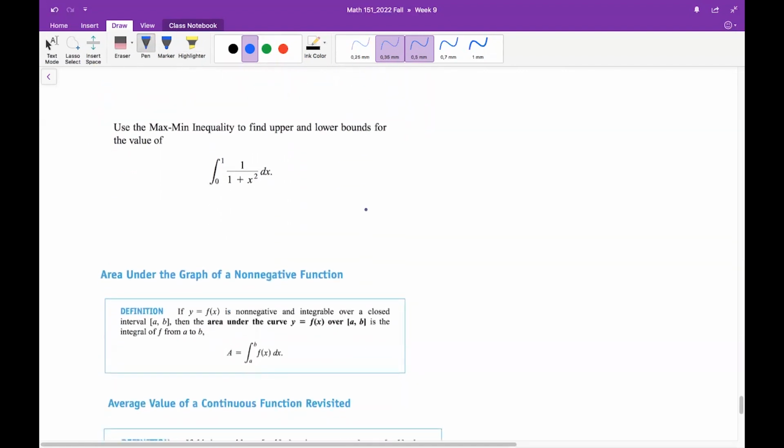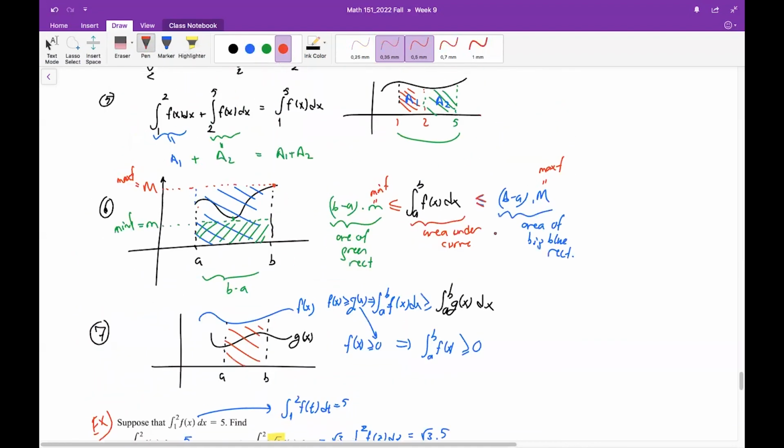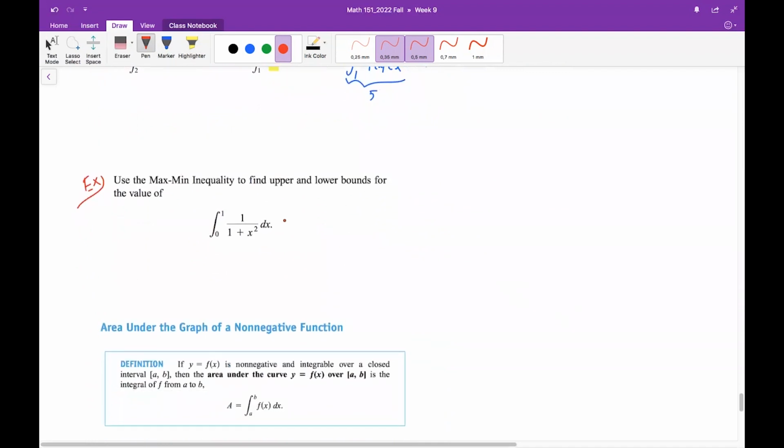So let's move on. It says, use the maximum-minimum inequality to find an upper and lower bound of this definite integral. So we want to use the property given here in the 6th item. So a definite integral is between these two values, where this is the bigger rectangle and this is the smaller green rectangle. We want to apply that property for this function. That's why we need to compute the absolute max and absolute minimum of this function over the given interval 0, 1. So 1 over 1 plus x squared.